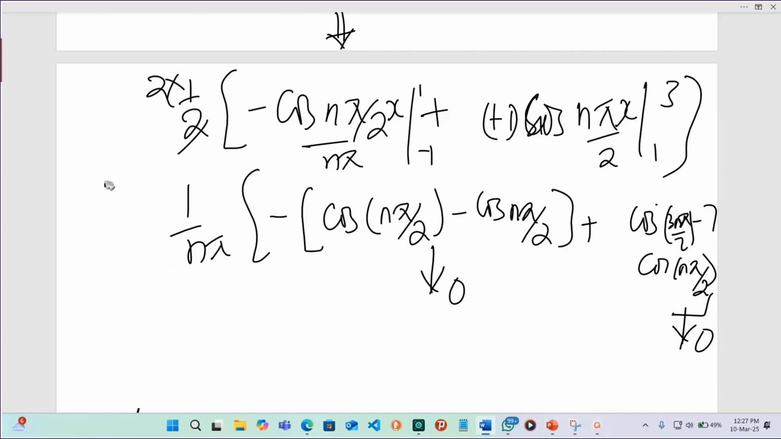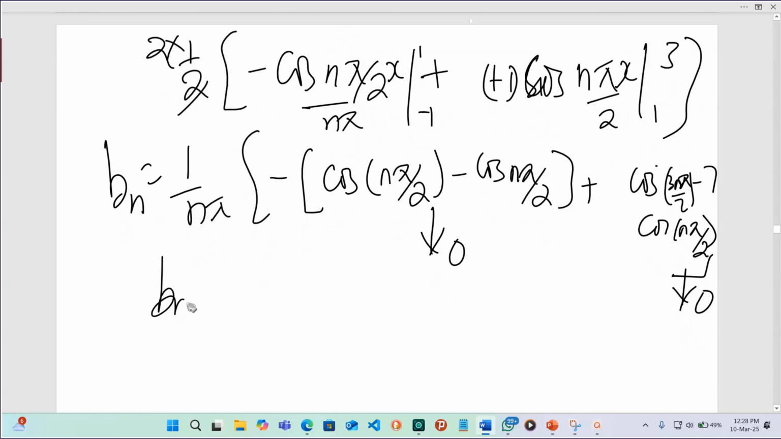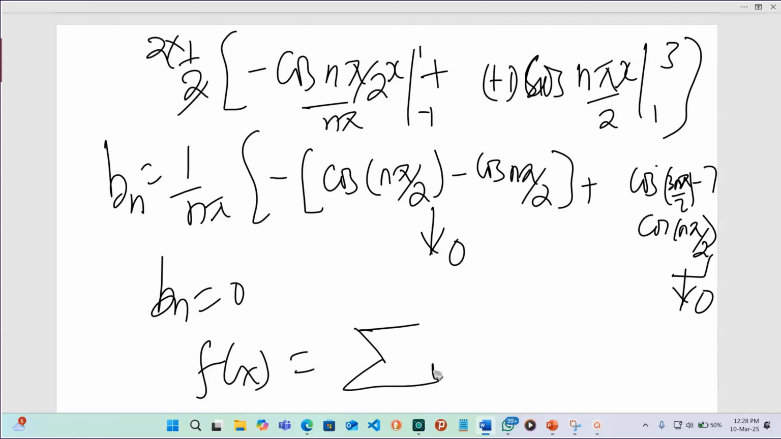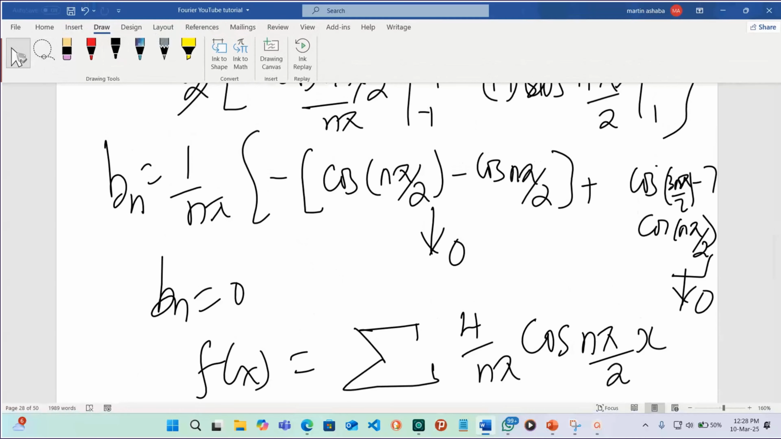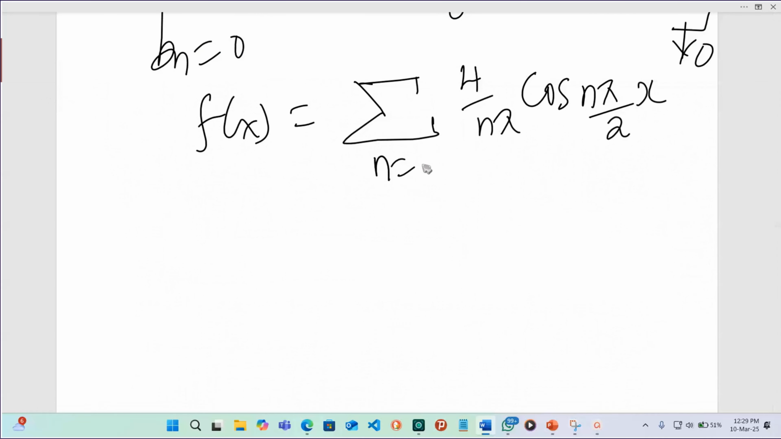So b_n is equal to 0. Our f(x) will have a_0 equal to 0 and b_n equal to 0, so we'll have the sum of 4 over nπ, times cos(nπx/2). But then we can generalize that. This is for n equal to odd values up to infinity.